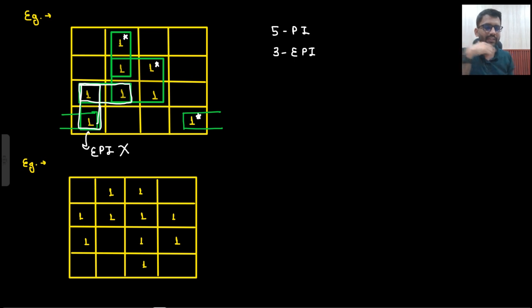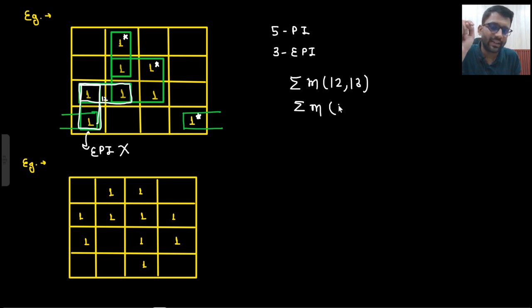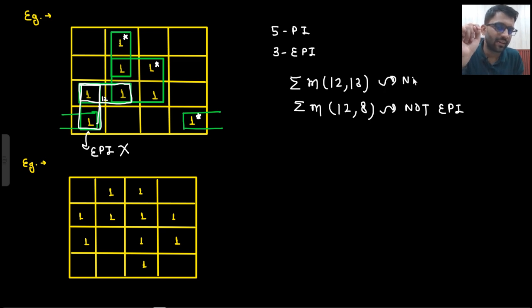No, this guy is not an essential prime implicant. I need to check this group, 12, 13. So I went to 12 and I asked where you are involved. 12 said that I am involved with 12, 8. Is this an essential prime implicant? Not an essential prime implicant.